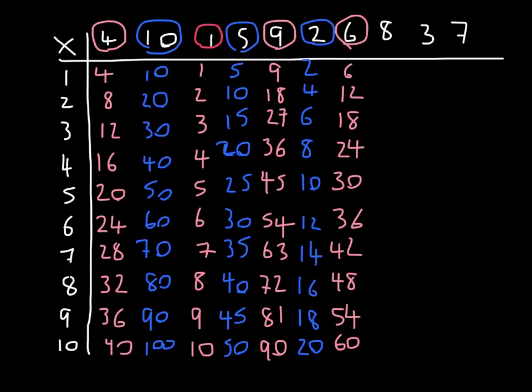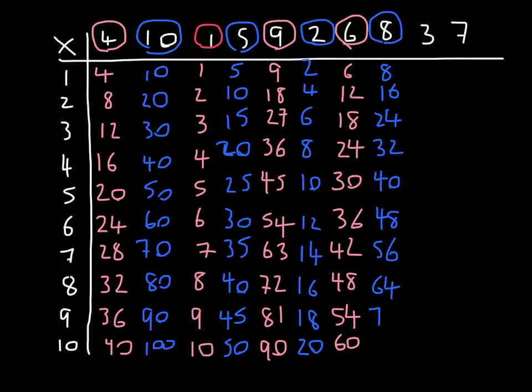On to the 8 times tables, which is actually in the same place as it was for step 1. 1 times 8 is 8, 2 times 8 is 16, 3 times 8 is 24, 4 times 8 is 32, 5 times 8 is 40, 6 times 8 is 48, 7 times 8 is 56, 8 times 8 is 64, 9 times 8 is 72, and 10 times 8 is 80.